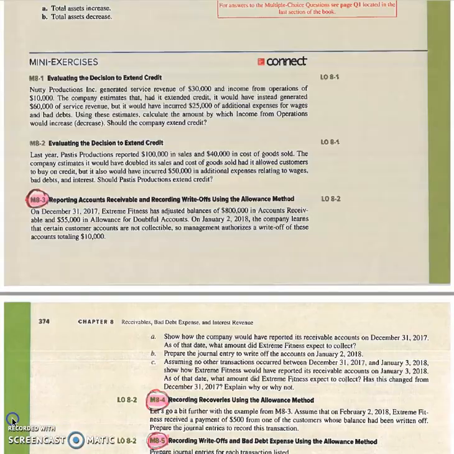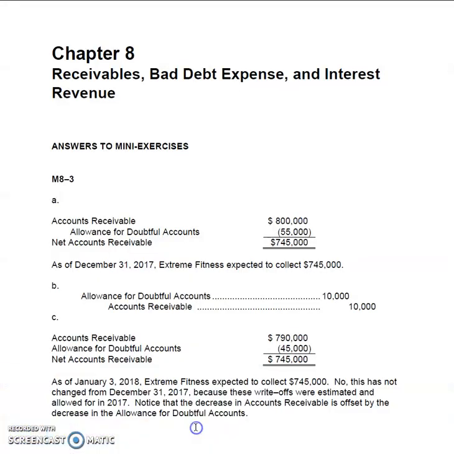Okay, now B part, prepare the journal entry to write off the accounts on January 2nd, 2018. So that's this $10,000 of accounts we're going to write off. So we're going to debit the allowance account, credit accounts receivable for that $10,000. So debit allowance for doubtful accounts, credit accounts receivable for $10,000.